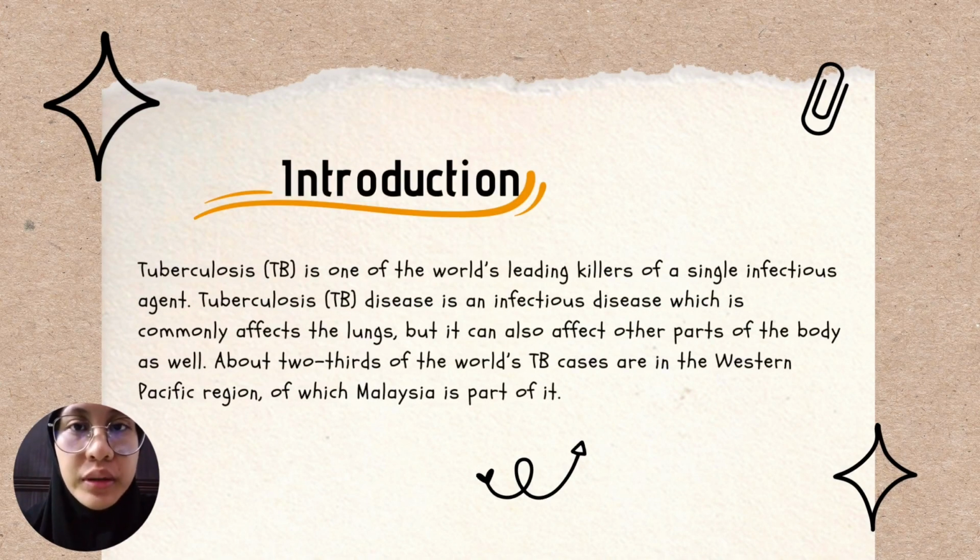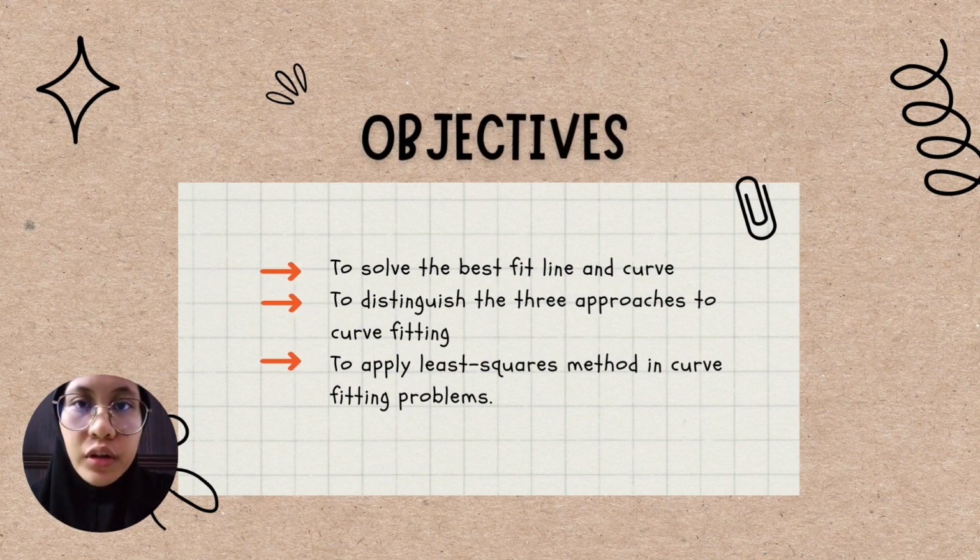Tuberculosis is one of the world's leading killers from a single infectious agent. Tuberculosis is an infectious disease which commonly affects the lungs, but it can also affect other parts of the body as well. About two-thirds of the world's TB cases are in the Western Pacific region, of which Malaysia is part. There are three objectives for our group project.